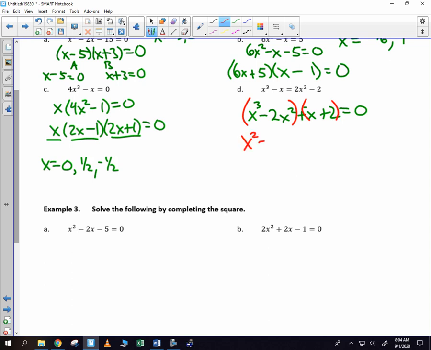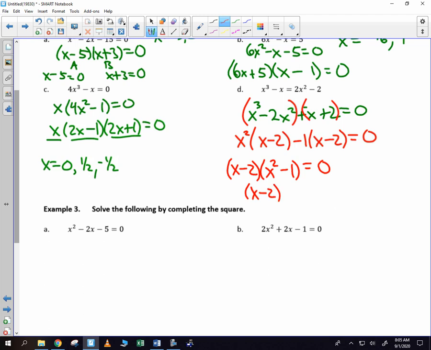x squared minus, x squared times x minus 2. Factor out a negative 1, and you're left with positive x minus 2. Now I can factor out an x minus 2, left with x squared minus 1.